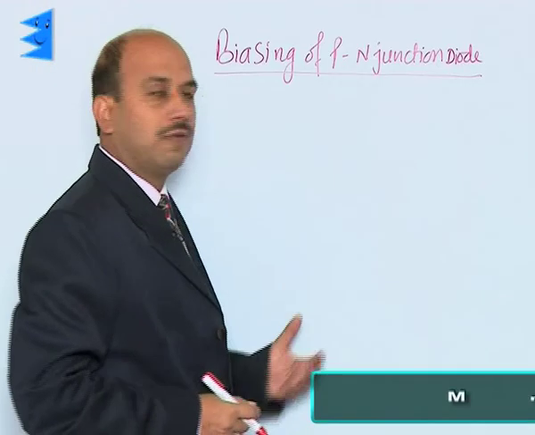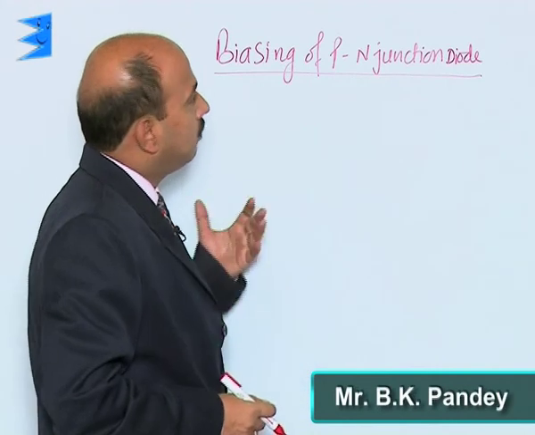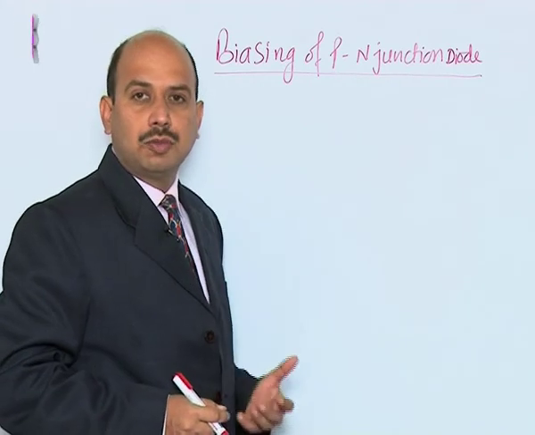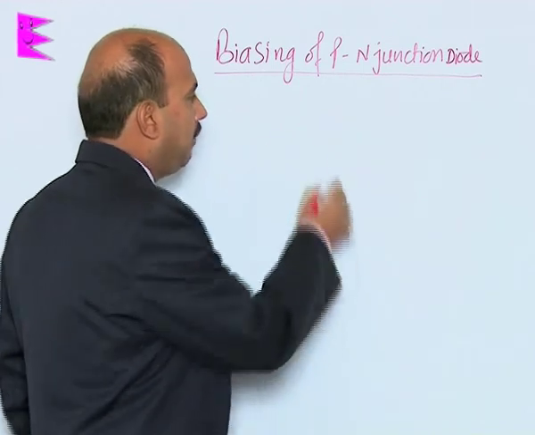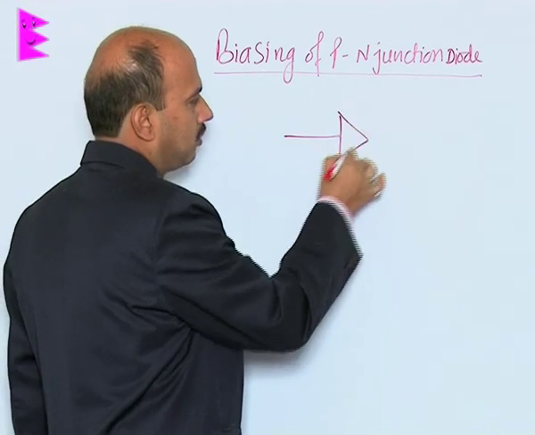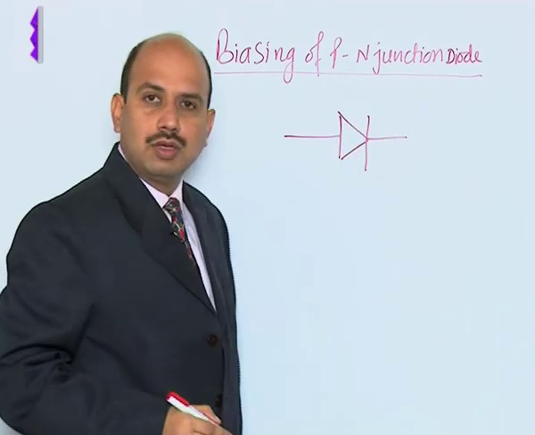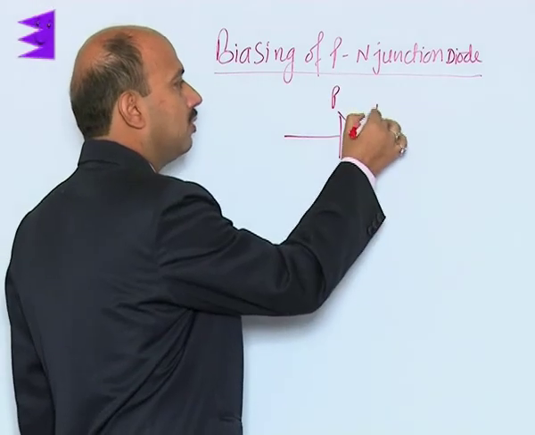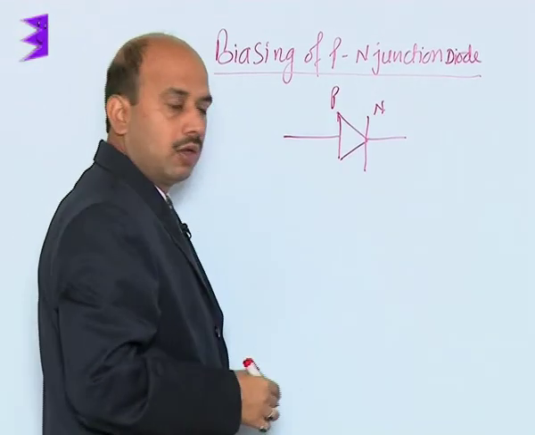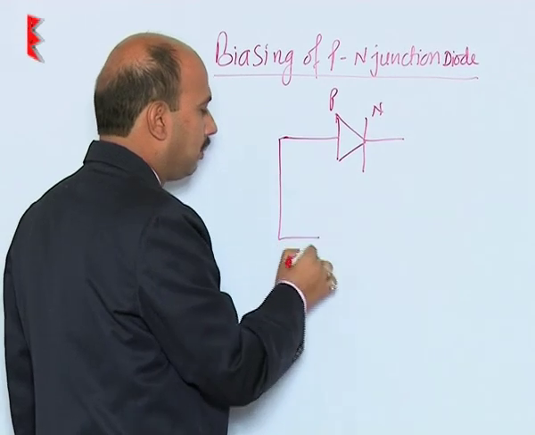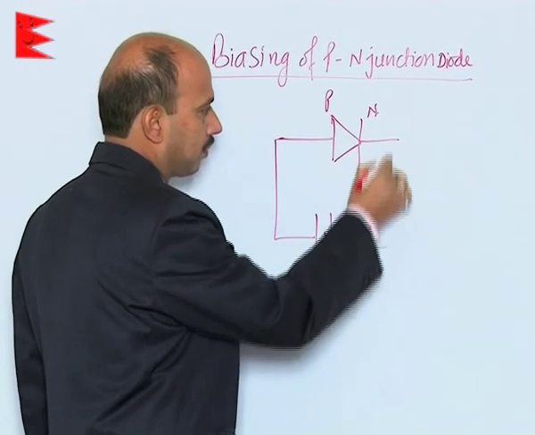Now see here, biasing of a diode. Biasing means the connection of the diode with the battery. If you have taken a diode like this, that is a PN junction diode symbol I am using, this is the P type and this is the N type, and now connect this to the positive terminal of the battery here.